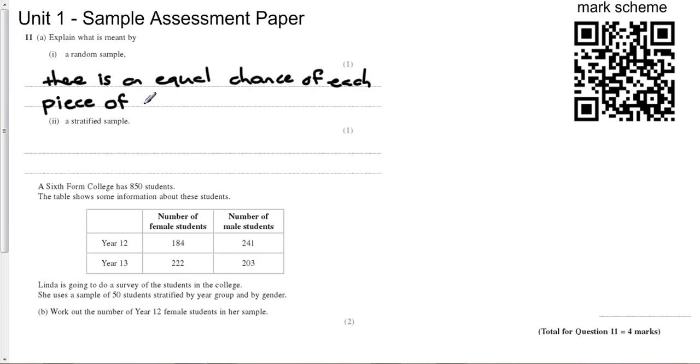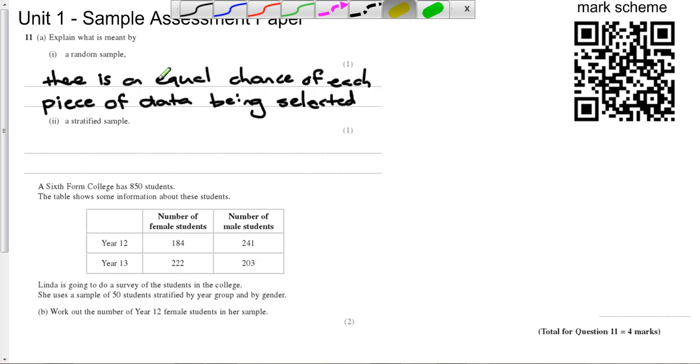So for a random sample, you need to state that if it's randomly sampled, there is an equal chance of each piece of data being selected. And the key to this question does come with this idea of something about equal chance.